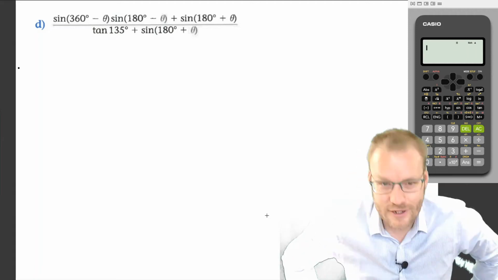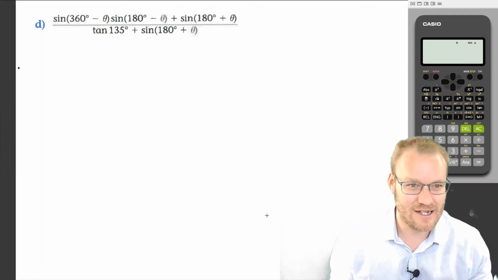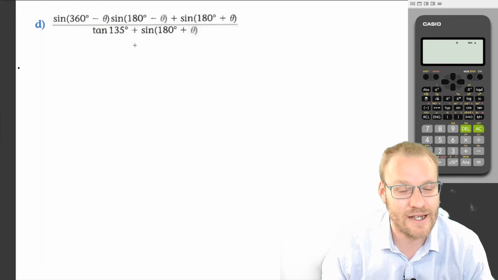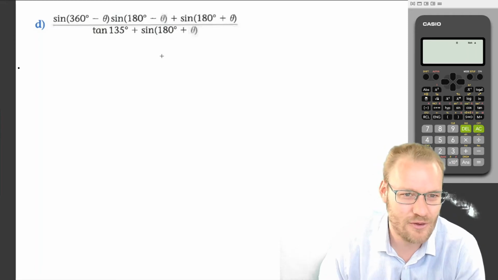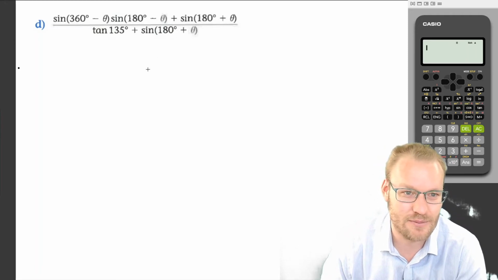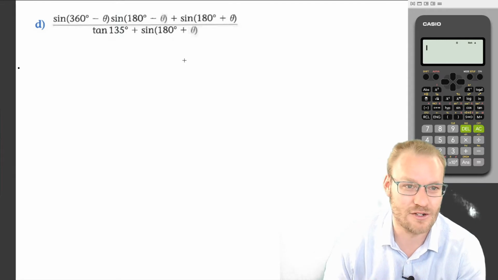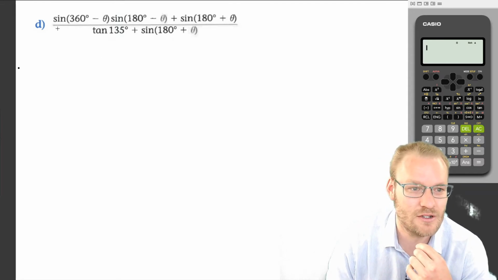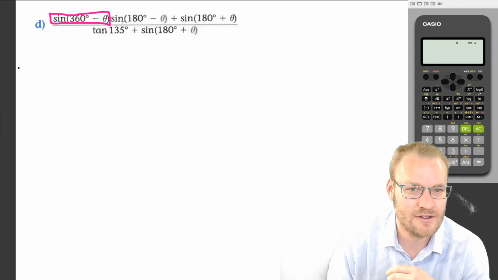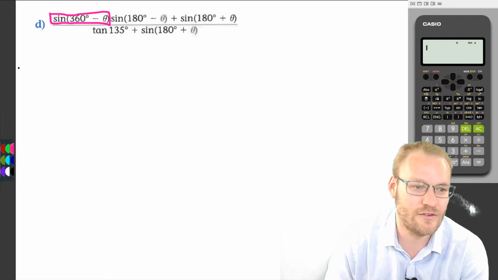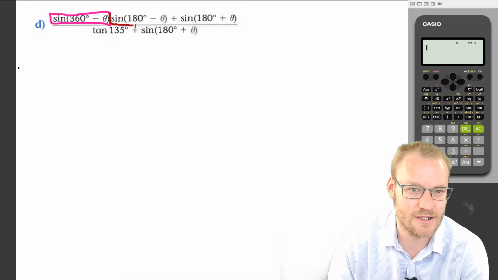And our last question is like this. Oh, sad times. Again, it looks like a bit of a monstrosity, but really we're just going step by step through this, reducing. So we've got a sine, another sine, a sine, a tan, a sine. So there are 1, 2, 3, 4, 5 reductions we need to do. So let's get them ready here.